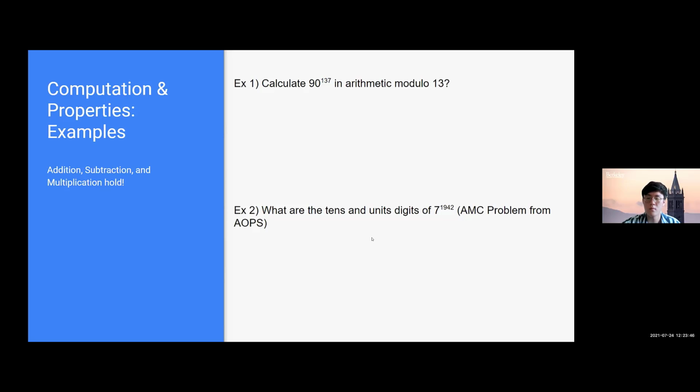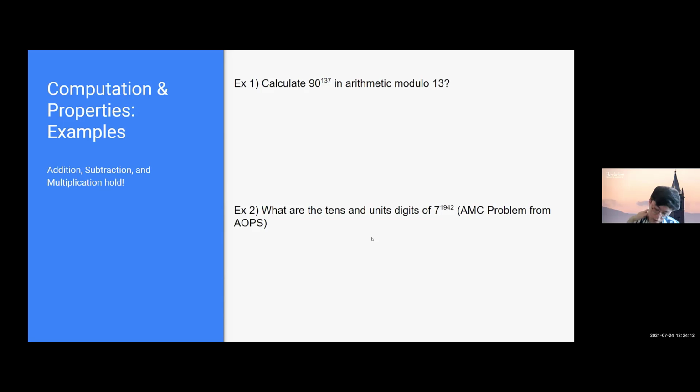It seems like I got a lot of answers for example 1, and a lot of students told me the answer is 12, and you got it correct. So how can you actually solve it without calculating this big power, 90 to the 137? What you do is you can think of 90 as an integer multiple of 13.